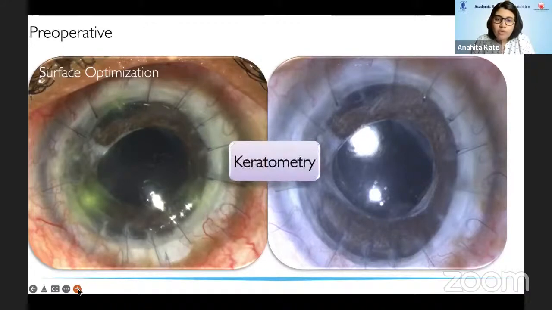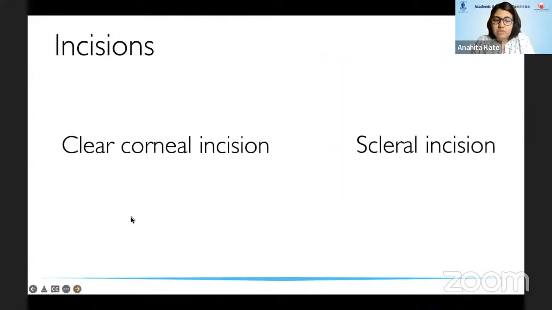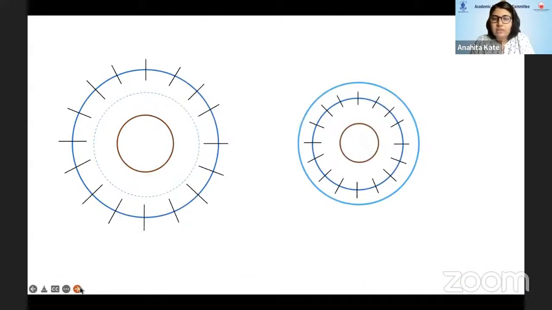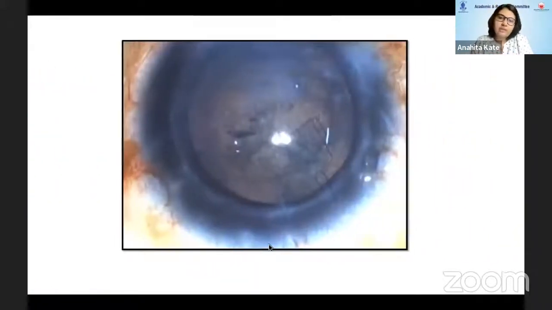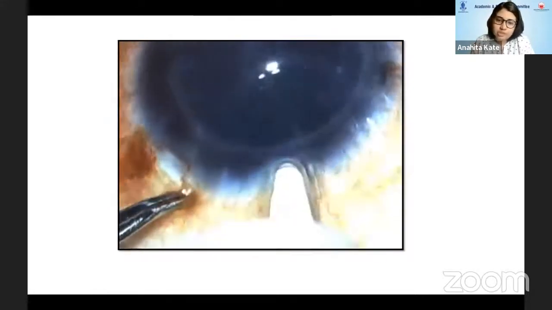Now let us move on to the intraoperative pearls. First is, where would we place the incision? Both clear corneal and scleral incisions can be considered. Clear corneal incisions are placed in grafts which are around 8.5 millimeters, or in very large grafts. The idea here is that the internal lip of the wound must not cross the graft host junction.